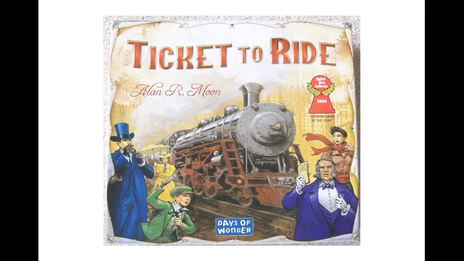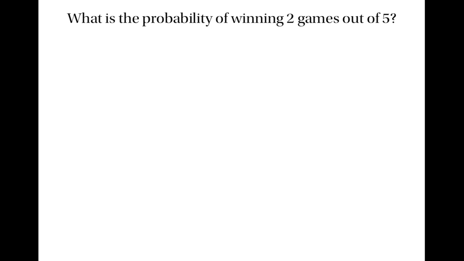Now let's look at a different example. Let's suppose that we play 5 games of Ticket to Ride in a row. Let's work out the probability of winning 2 games out of 5. This time we'll assume that the probability of me winning a game is 1/4. Well, you can infer from the previous example that the probability of winning 2 games out of 5 will be the number of different ways in which I can win 2 games out of 5, times the probability that the first 2 games result in a win and the final 3 games result in a loss.